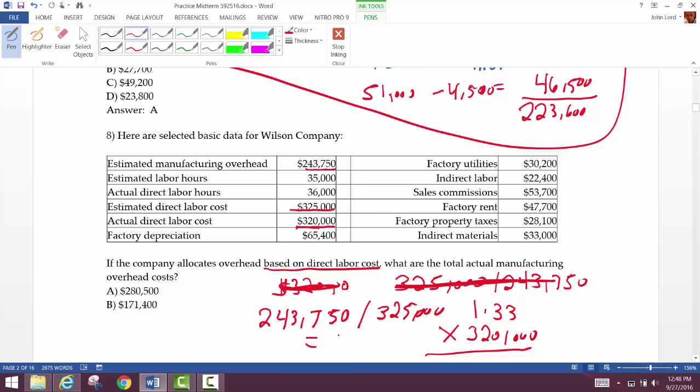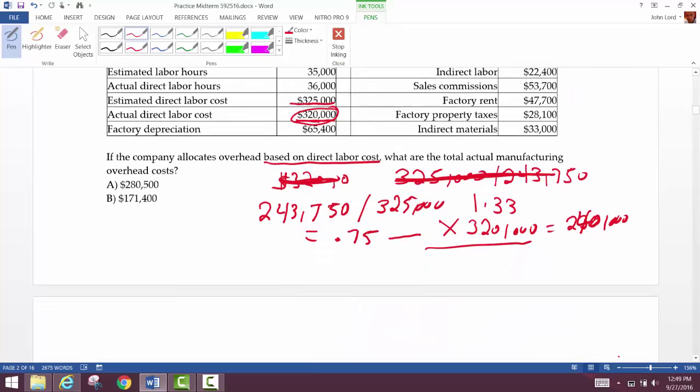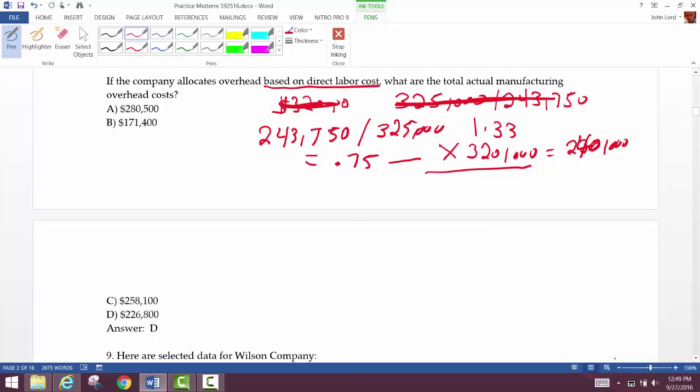$243,750 divided by 325,000 is how much? 0.75, and I take that 0.75 and multiply it times the actual direct labor, and that should give me answer D, which is what? 240,000? Okay, so I get the 240,000, choice D. Okay. No? What am I doing wrong?